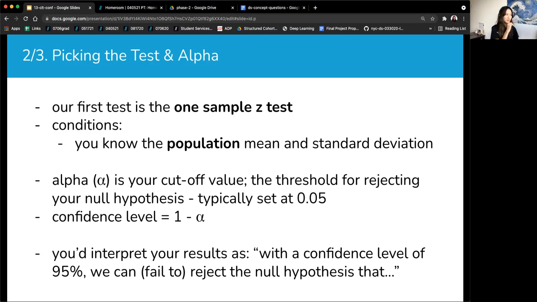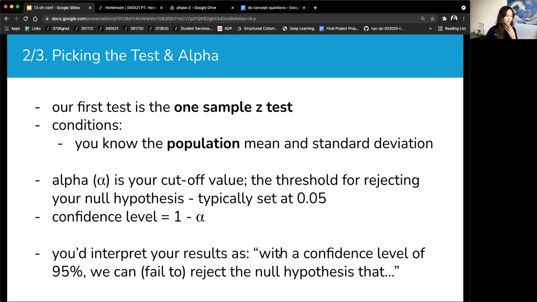The next thing we have to do is select our alpha. And alpha is something that you select before you even conduct the experiment. So alpha is your cutoff value. It is the threshold for rejecting your null hypothesis, and it is typically set at 0.05. Another way of saying alpha is by using the phrase confidence level, which is 1 minus alpha. So we're looking for an alpha typically set at 0.05.